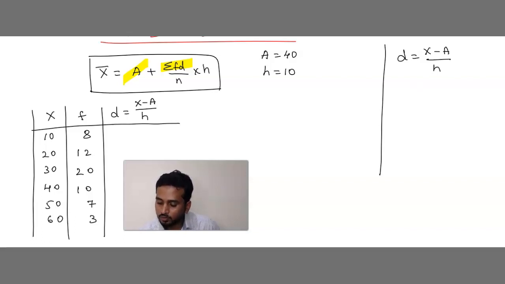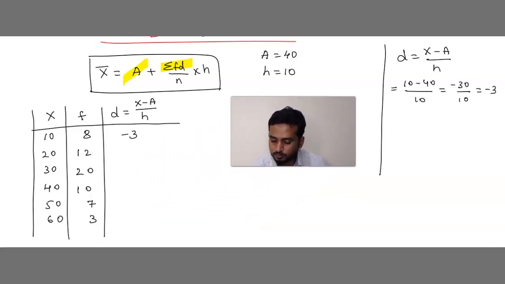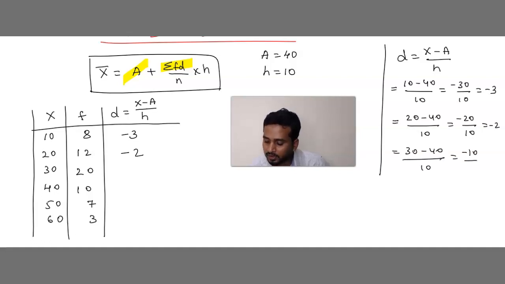I'll solve here once again from this corner. 10 minus 40 by the value of h is 10. 10 minus 40 is minus 30 by 10. That's nothing but minus 3. So this answer is minus 3. Okay. Next step. What is the value of x? Next number 20 minus 40 by 10. 20 minus 40 is minus 20 by 10. That's nothing but minus 2. Again 30 minus 40 by 10. 30 minus 40 is minus 10 by 10. That's nothing but minus 1.